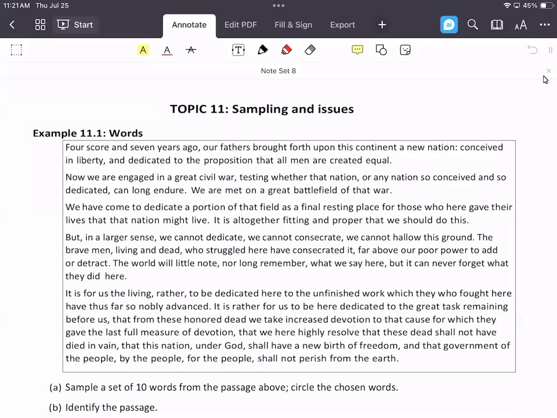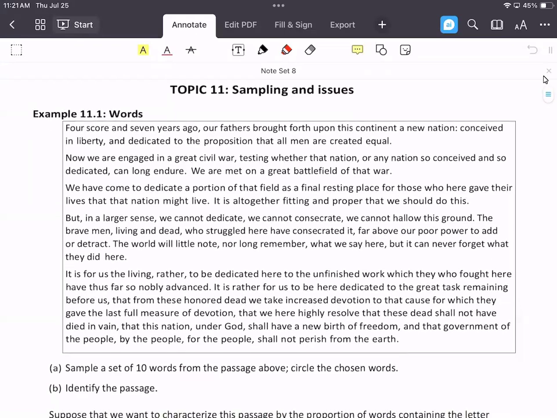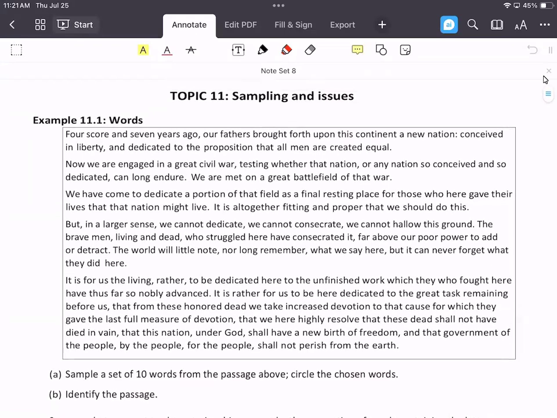Shifting gears now, we're going to look at sampling and some issues that can arise. So here is example 11.1. There are a lot of words in front of you. Please take a moment, pause the video, and sample. In other words, circle 10 words. Doesn't matter what 10 words, but choose 10 words and circle them. And then come back.